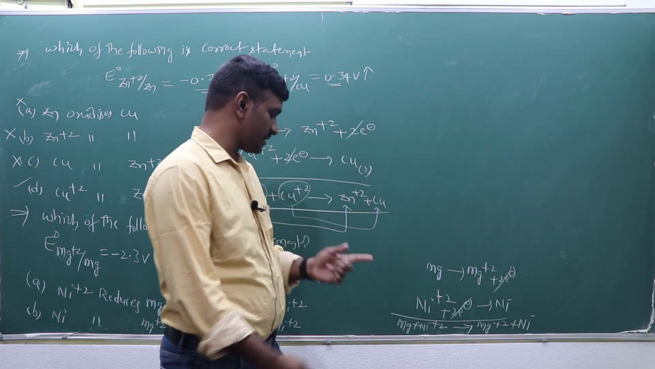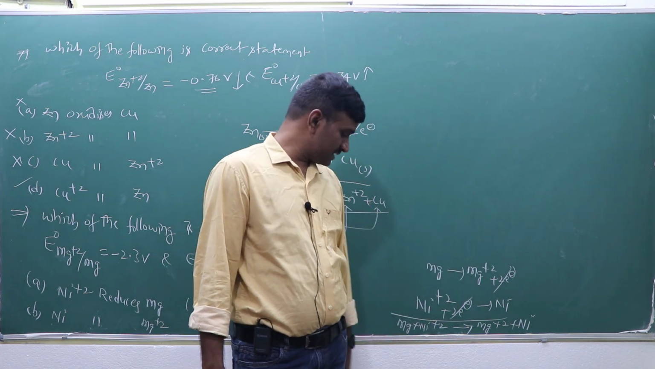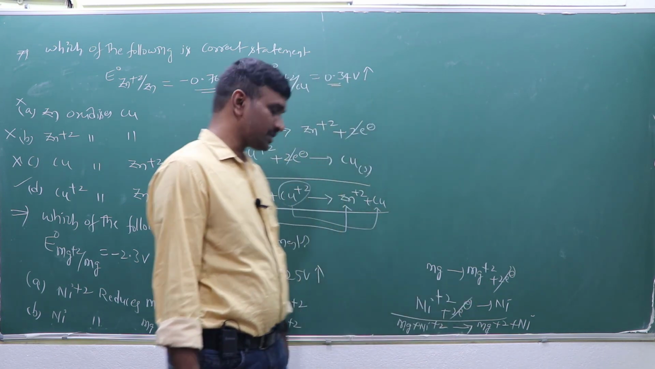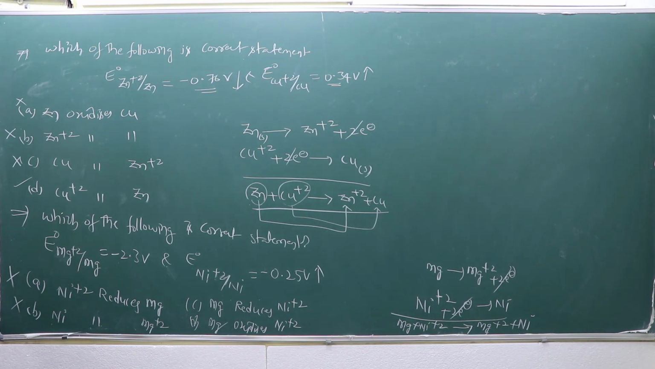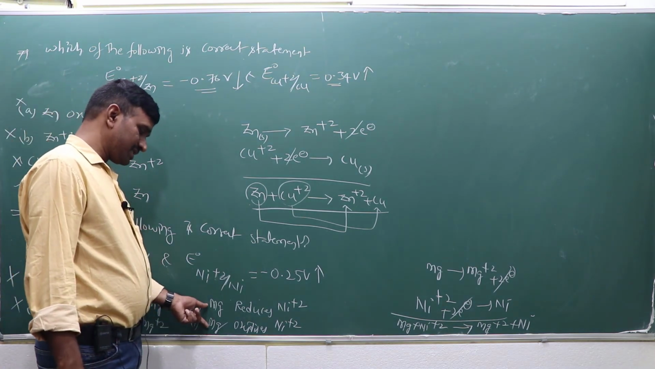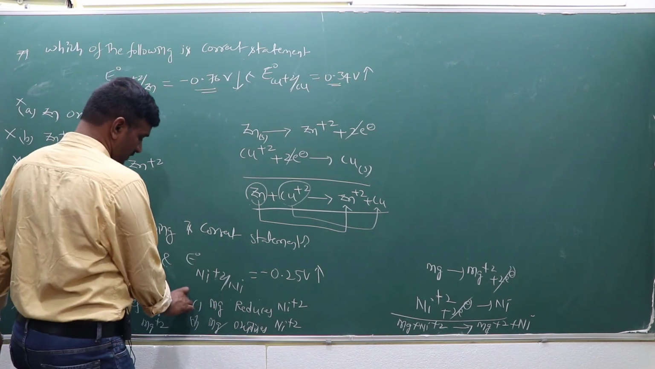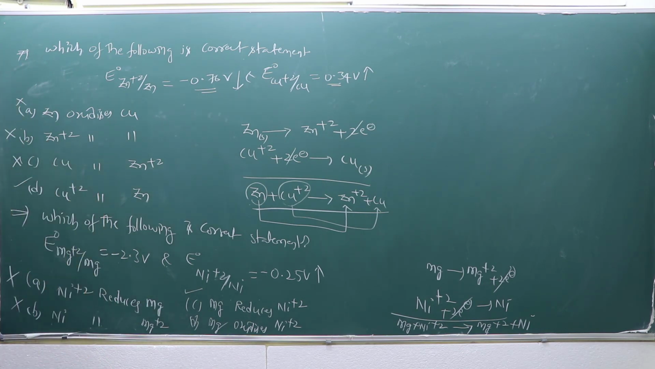What will happen from the statements? Magnesium reduces nickel plus 2 to nickel. One sentence is there. And nickel plus 2 oxidizes magnesium to magnesium plus 2. Nickel plus 2 reduces is mentioned, so these two will not be right. Nickel plus 2 oxidizes magnesium to magnesium plus 2, right? That is not mentioned anywhere in these cases. So which one is mentioned? Magnesium reduces nickel plus 2 to nickel. So this one is the correct statement, right? This type of questions will be there. And one more similar type.